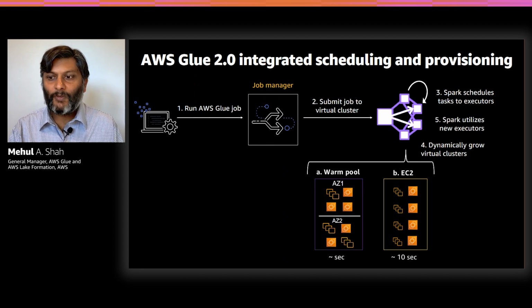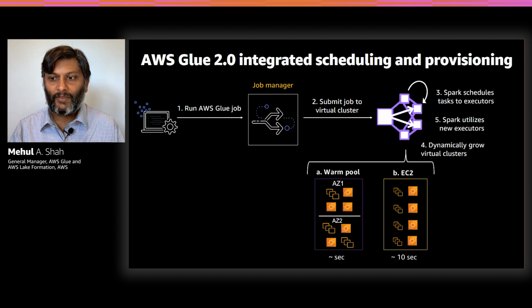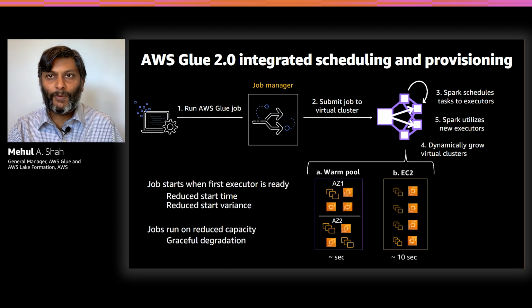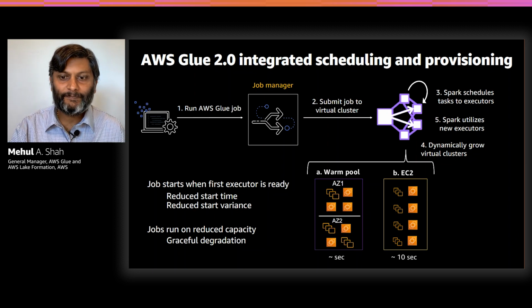Once the virtual machine is provisioned, we will then schedule the executor on that machine and then the task on the executor, and Spark will start working with that cluster as it grows. So the cool thing here is the job starts when the first executor is ready. So your start time is reduced, and the variance in your start time is also reduced. The other nice thing is your job will actually run and make progress even when it's not at full capacity, for example, when it's starting up or when there's some kind of unavailability. In that case, it'll still continue to make progress, and so it gives you graceful degradation.